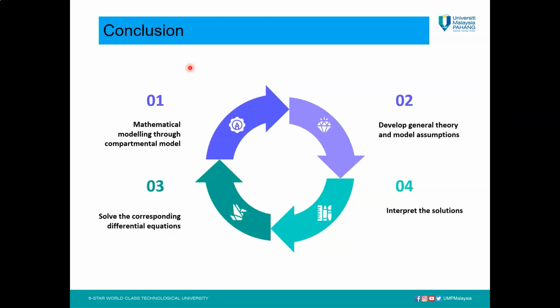To summarize in this topic, we cover the following. Number 1, mathematical modeling through compartmental model. Number 2, we develop general theory and model assumptions. Number 3, we solve the corresponding differential equations. And number 4, we interpret the solutions.